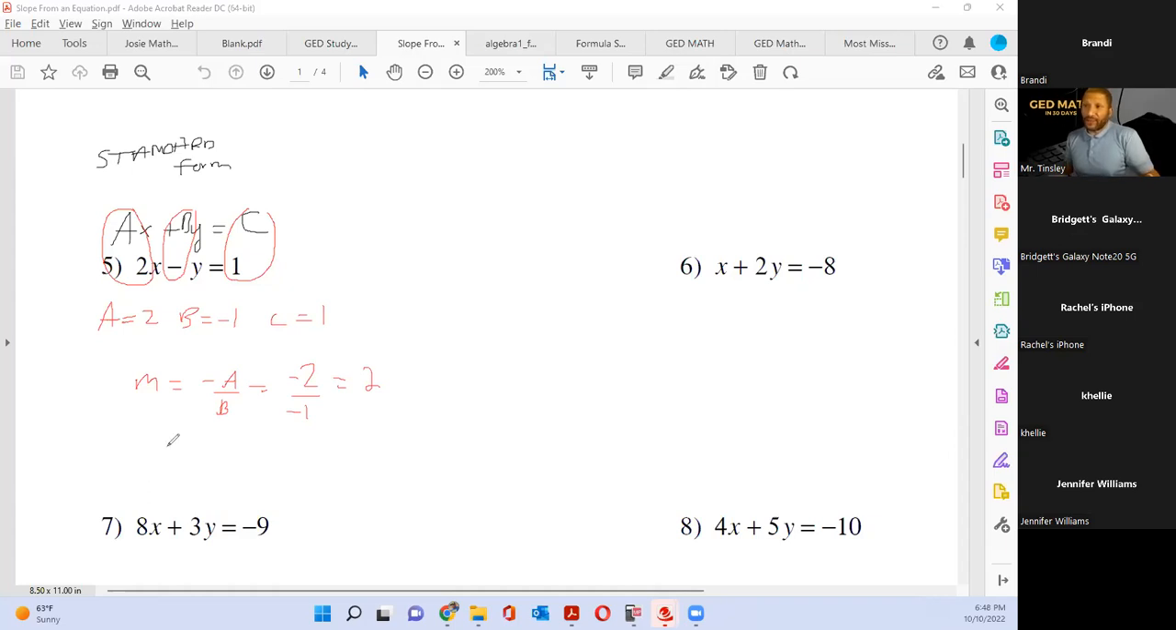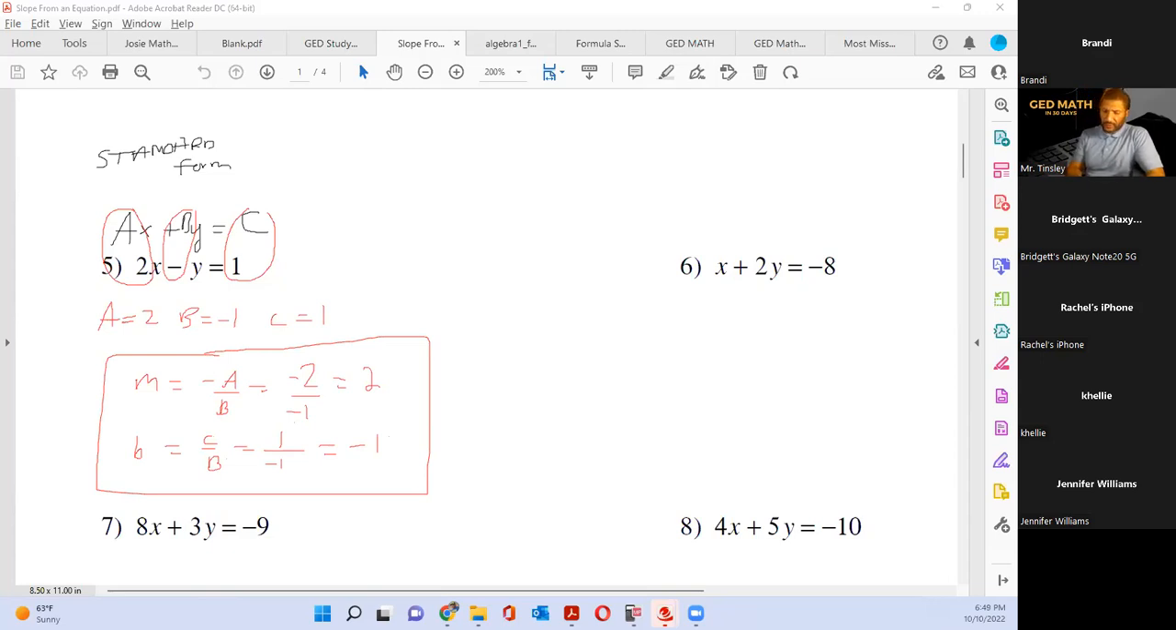My y-intercept is C over B. My C is what? 1. My B is what? -1. What's 1 divided by -1? What's 1 divided by negative 1? -1. So my slope is 2. My y-intercept is -1. So if I want to write this in slope-intercept form, what would it be?